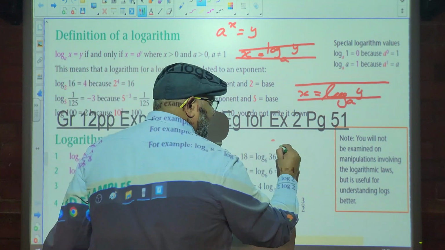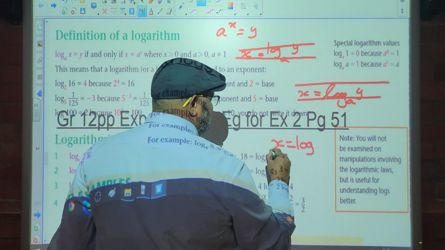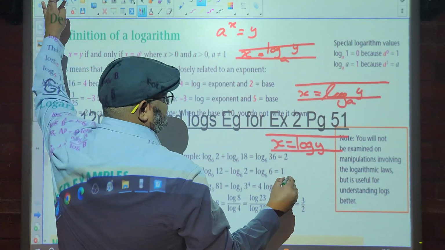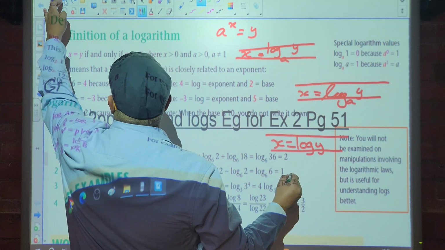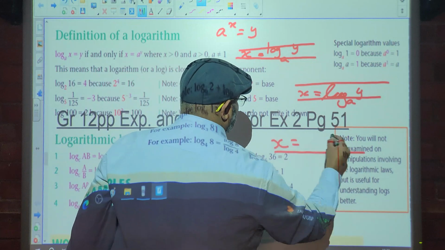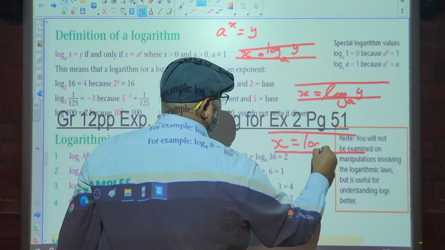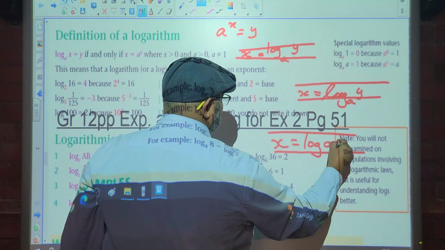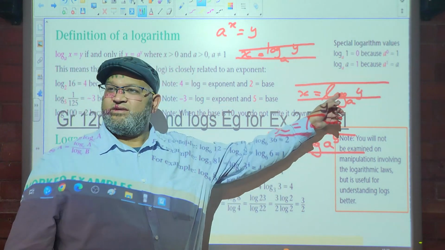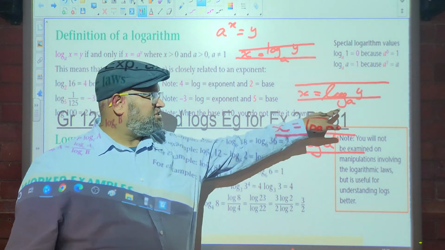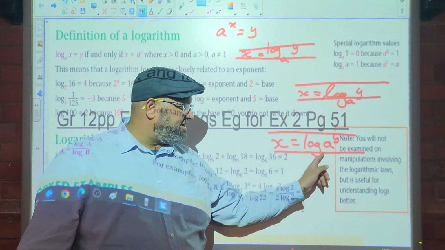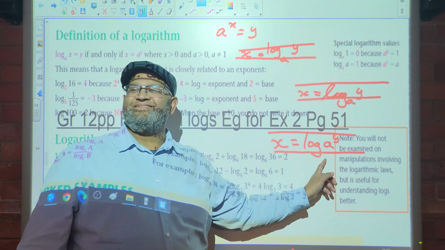Because if you write it as log A to the Y, that means something different. Can you see that, people? So the base must be written a bit lower, because that is your base. If you write no base here, then that base is going to be 10.